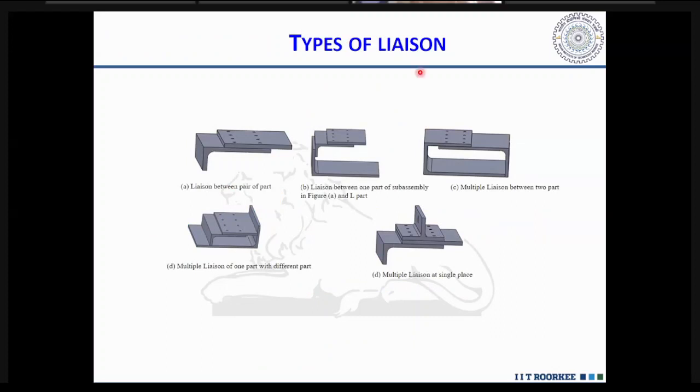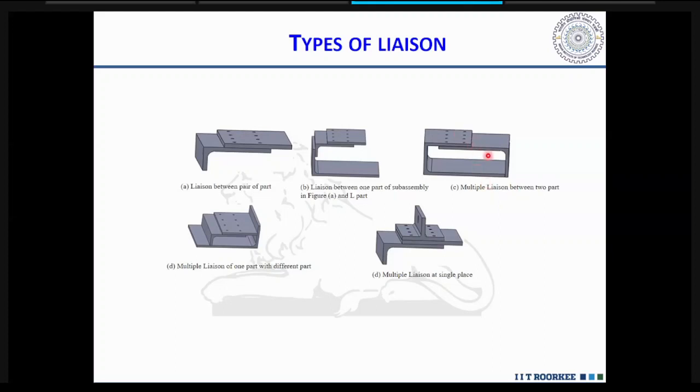Basically, these are various types of joints or liaisons available. If you see here, this is a liaison between a pair of parts. Now, if you see figure B, this is a sub assembly between these parts, so again, this is a liaison. Similarly, there can be multiple liaisons between two parts.